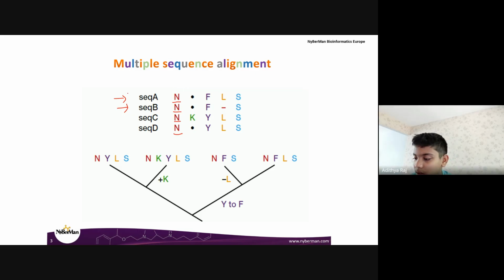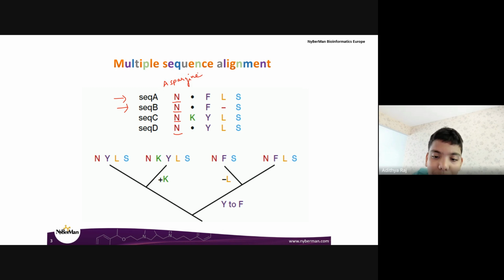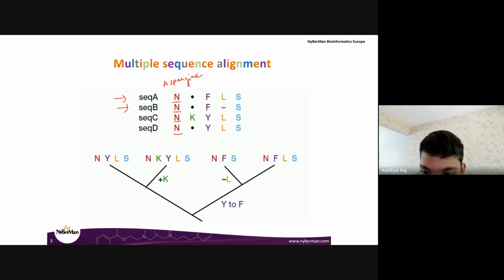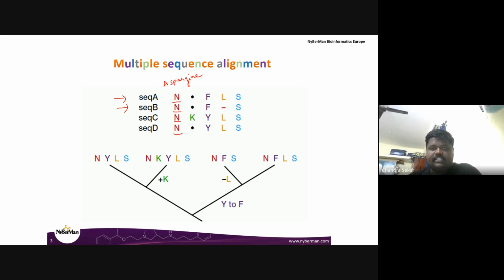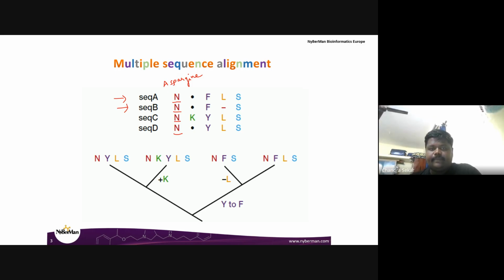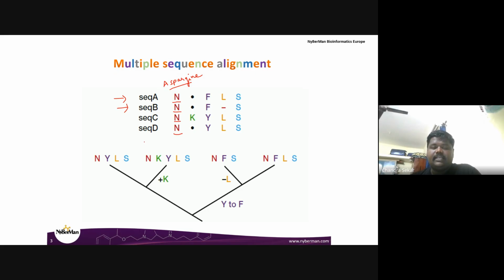So in the next class, I expect you to be even more strong. Okay, let me just find it quickly. Can you see my slide? What I have written? Yes, I can see. Each one is N. Asparagine. Can you see? Asparagine. So this asparagine is conserved.